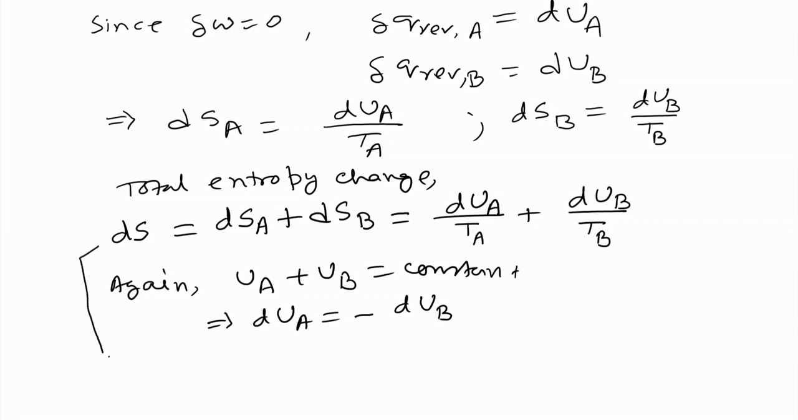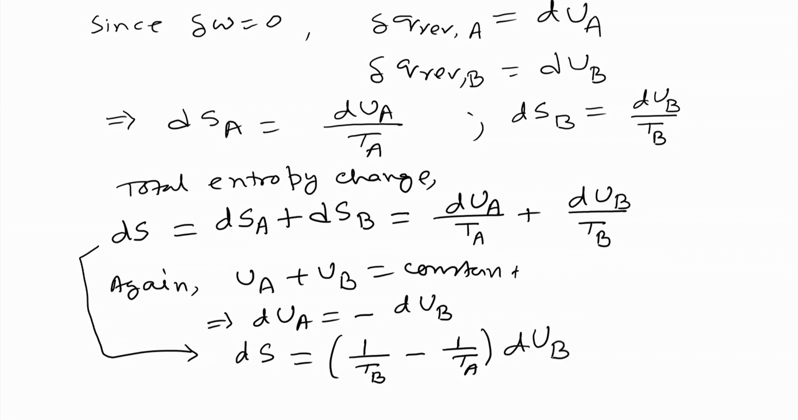So, we get dS is 1 by TB minus 1 by TA times dUB, if you substitute dUA as minus dUB. So we arrived at one equation which says dS is 1 by TB minus 1 by TA times dUB.